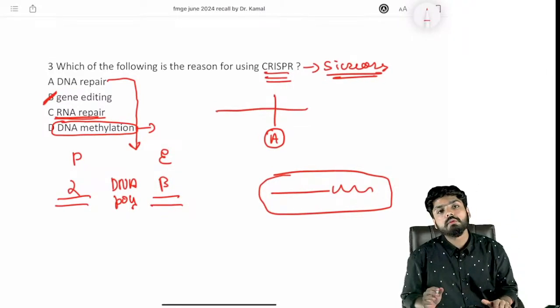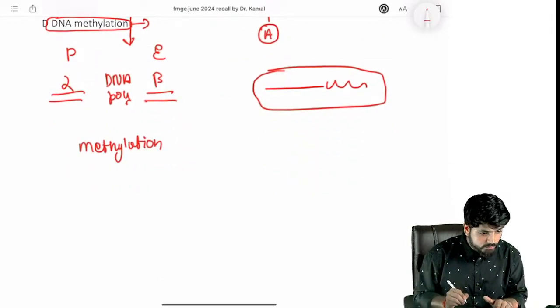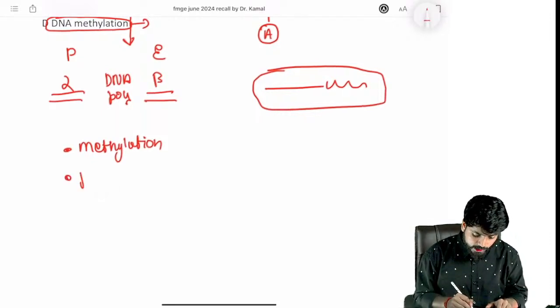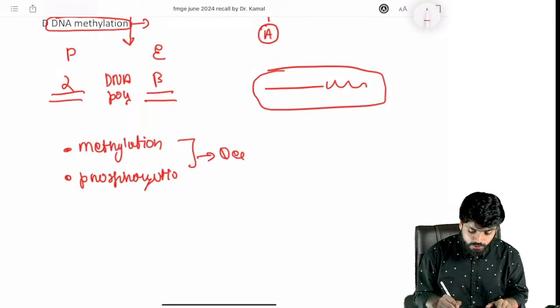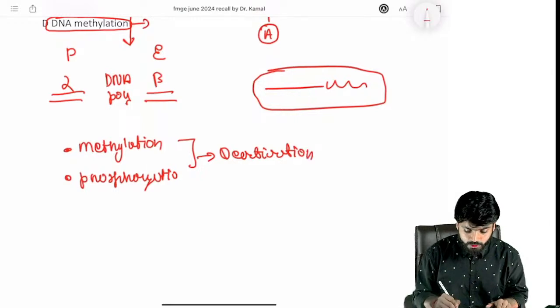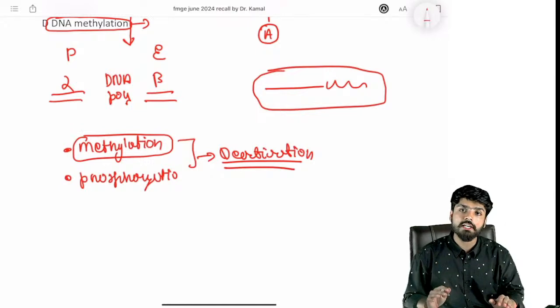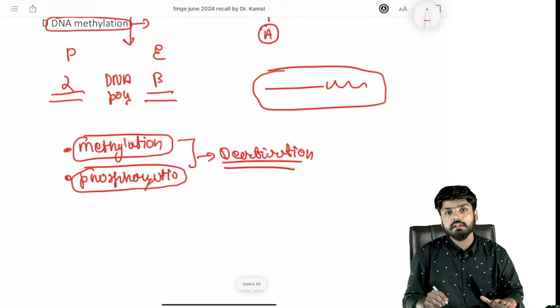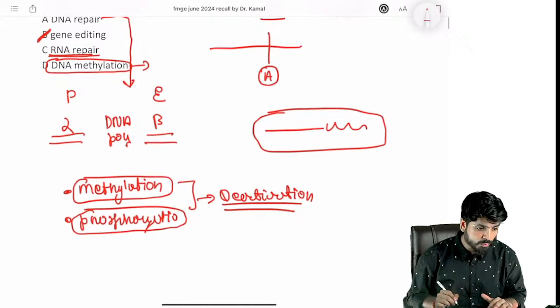Methylation, let me tell you, there are certain terms that you have to remember. Methylation is there. Then we have phosphorylation. These both terms are related to deactivation. Whenever DNA is methylated, that means this DNA or the genetic material is not going to take part in replication or coding. Whenever any enzyme is phosphorylated, that enzyme will not conduct the process, and it's in the deactivated state. You have to remember these two words.